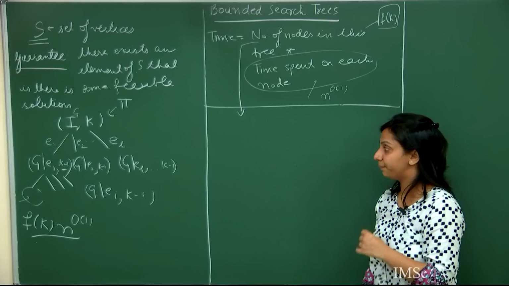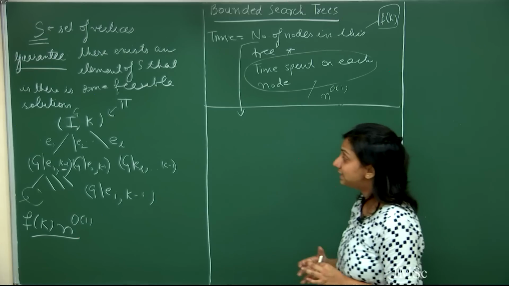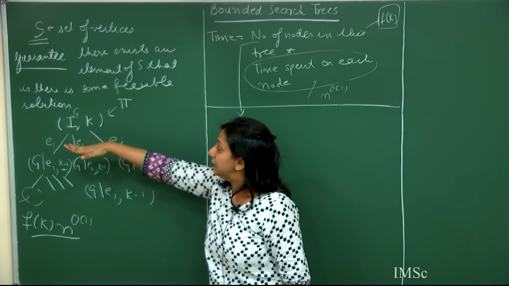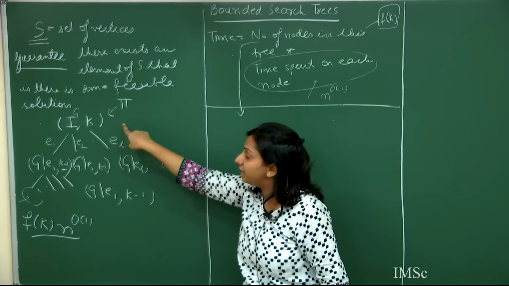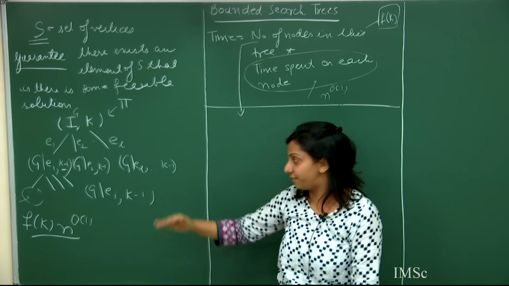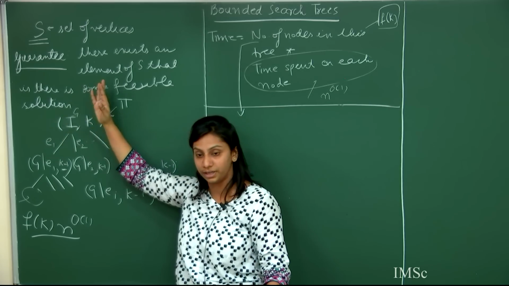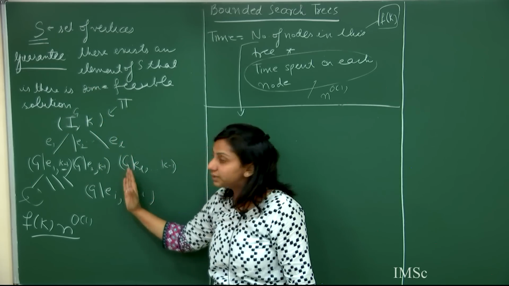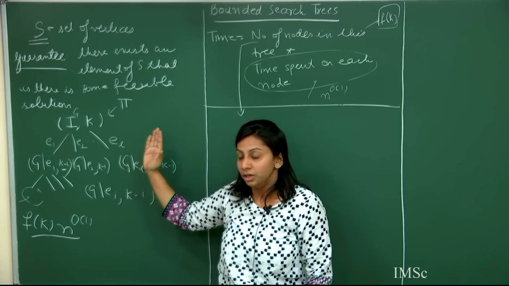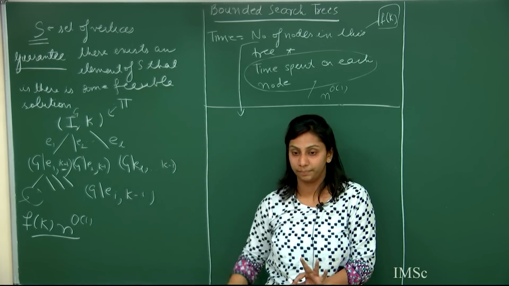Okay, so one way is the following. If I bound the number of children of each node in the tree by some function of k, and I bound the height of the tree by some function of k, the total number of nodes in the tree cannot be more than some function of k, right?